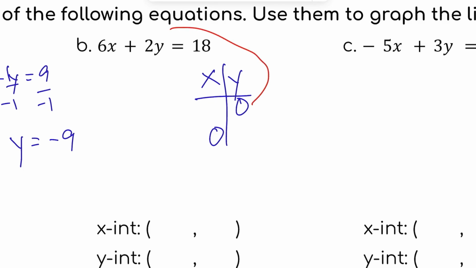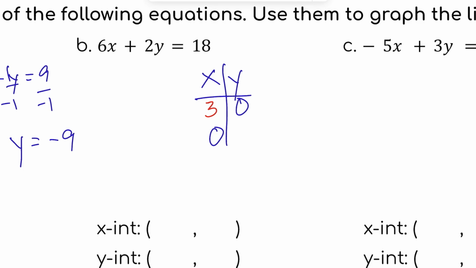So if I put a 0 in for y, 2 times 0 is 0. It's like it's not even there. I just solve the leftover equation, dividing by 6. Find out that x equals 3. And then I just erase and start over.